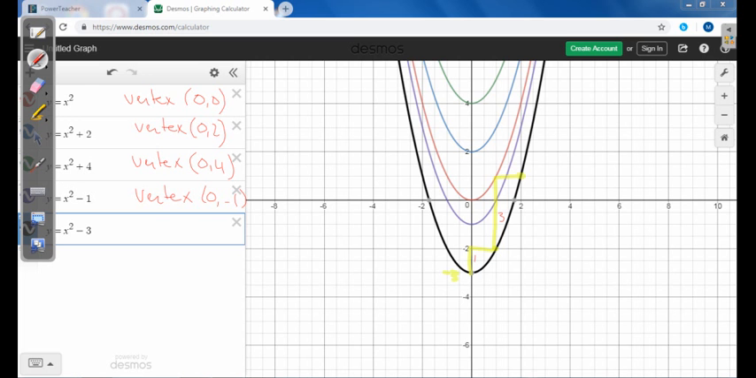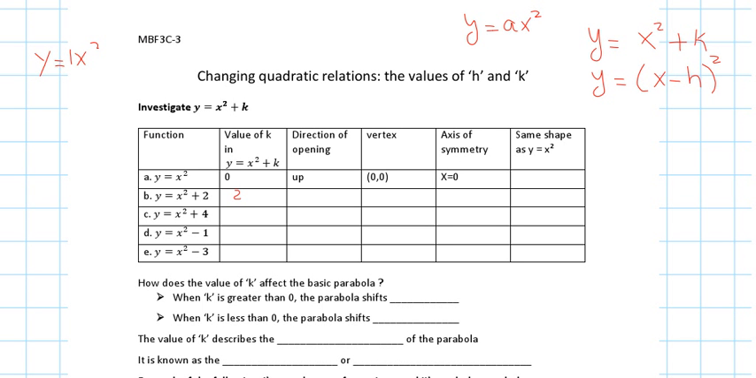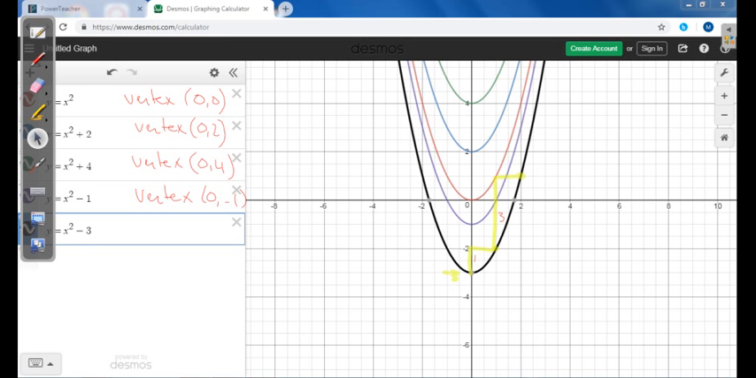So, we said that the value of k for x squared plus 2 is 2. With direction of opening? Up. What was my vertex? 0, 2. Axis of symmetry? 0. It did not change, right? If I go back here, and if I want to draw an axis of symmetry, it's going to be right down the middle for all of them. It doesn't change.